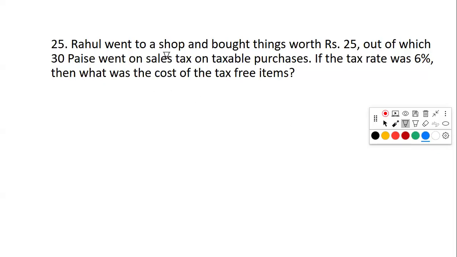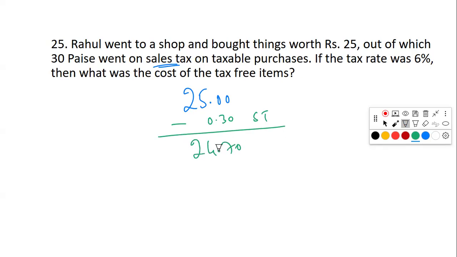Rahul went to a shop and bought things worth 25 rupees, for which he paid 30 paise as sales tax. So 0.30 is the sales tax. You also check once you buy it, you come out and check the bill, some GST. If it is taxable, GST will be there. So 25 rupees minus sales tax, actually for goods he paid only 24 rupees 70 paisa.